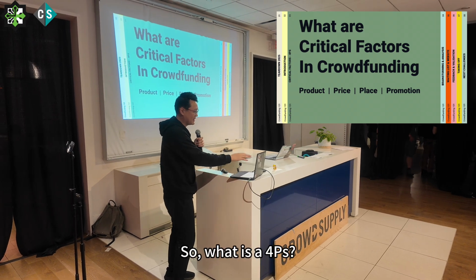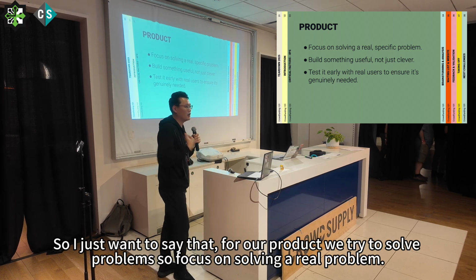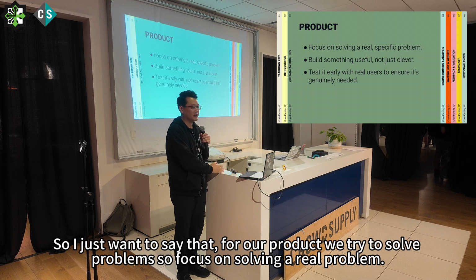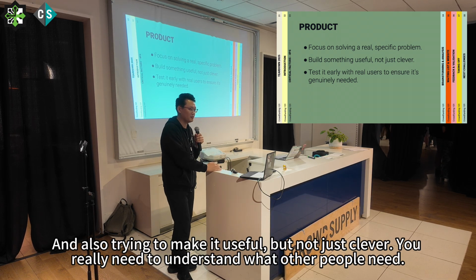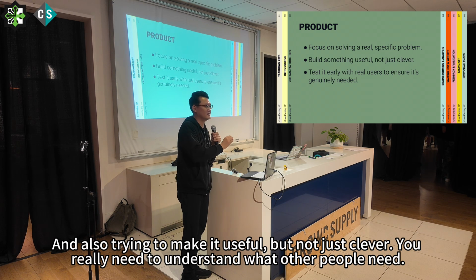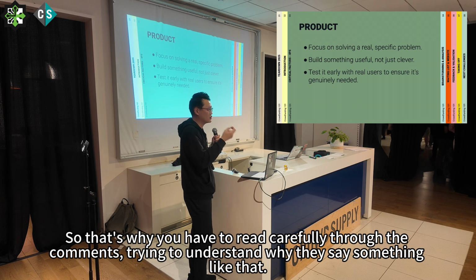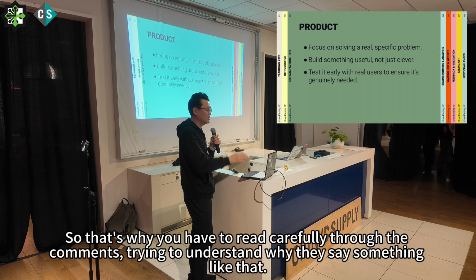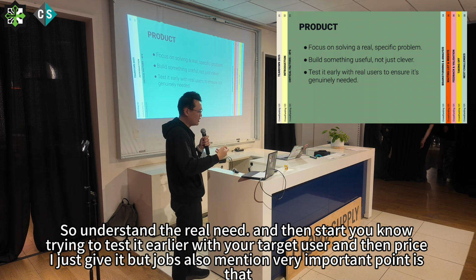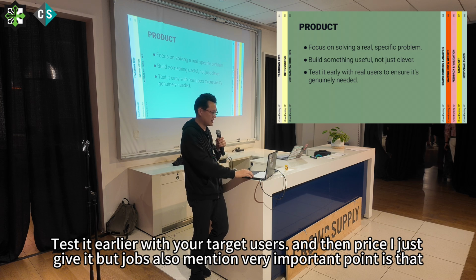Okay, so back here is what is a 4P. I just want to say that for our product, we're trying to solve problems. So focus on solving a real problem, and try to make it useful, not just clever. You really need to understand what other people need. That's why you have to read carefully through the comments, trying to understand why they say something like that. So understand the real need, and then start testing it early with your target users.